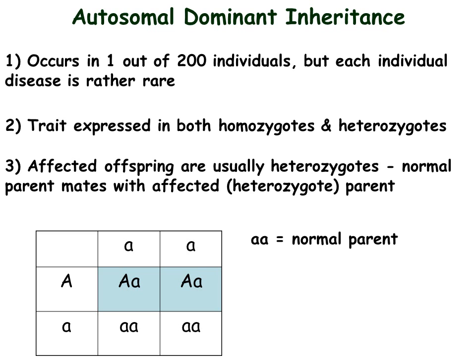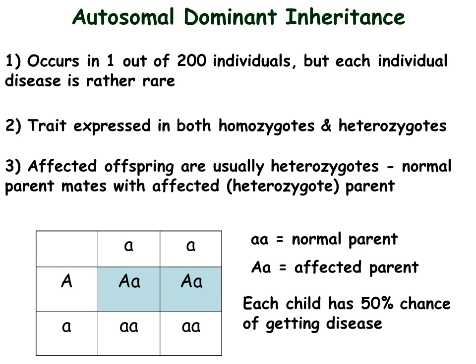So aa is the normal parent. The other one, the capital A and little a, is the affected parent. And each child then has a 50-50 chance of getting the disorder.